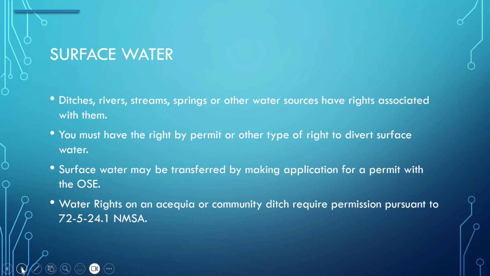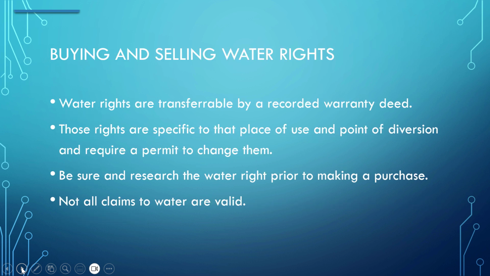Surface water means water that comes via a ditch, river, stream, spring, or other water sources that have water rights associated with them. You must have the right by permit or other type of right, such as an adjudication, to divert surface water. Surface water may be transferred by making application for a permit to the Office of the State Engineer. Water rights from an acequia or community ditch require permission from the acequia pursuant to 72-5-24.1. Water rights are transferable by a recorded warranty deed.